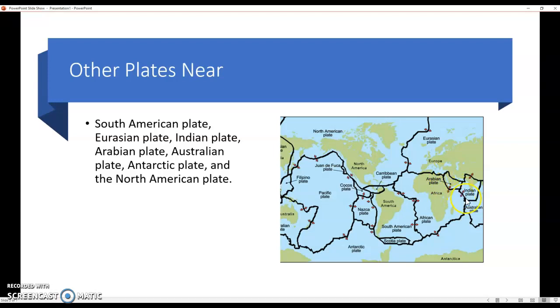We have the Indian plate. This is where they touch borders. The Australian plate. They touch just a little bit right here. Then we have the Antarctic plate, which touches a lot of that. It also touches the South American plate, which is this long border right here. And it touches a little bit of the North American plate right here.